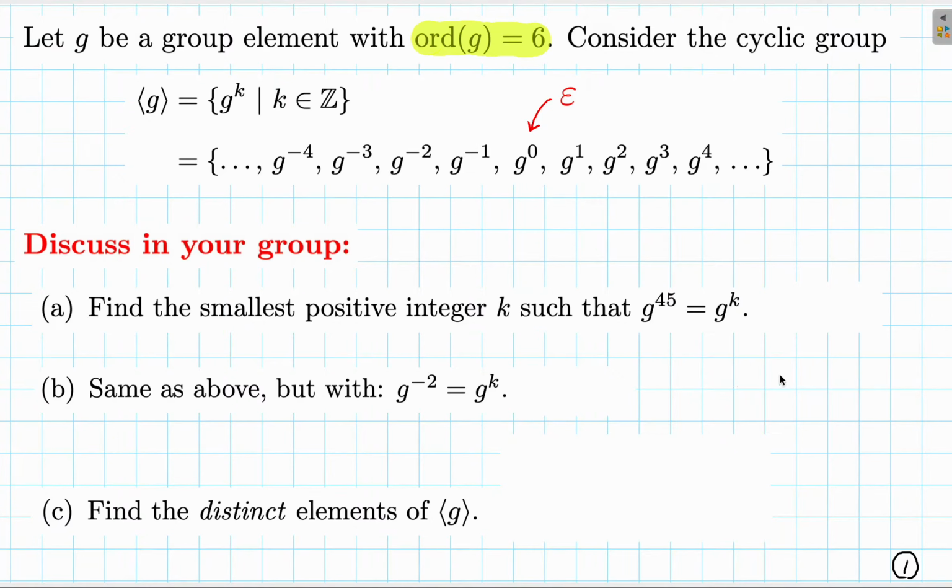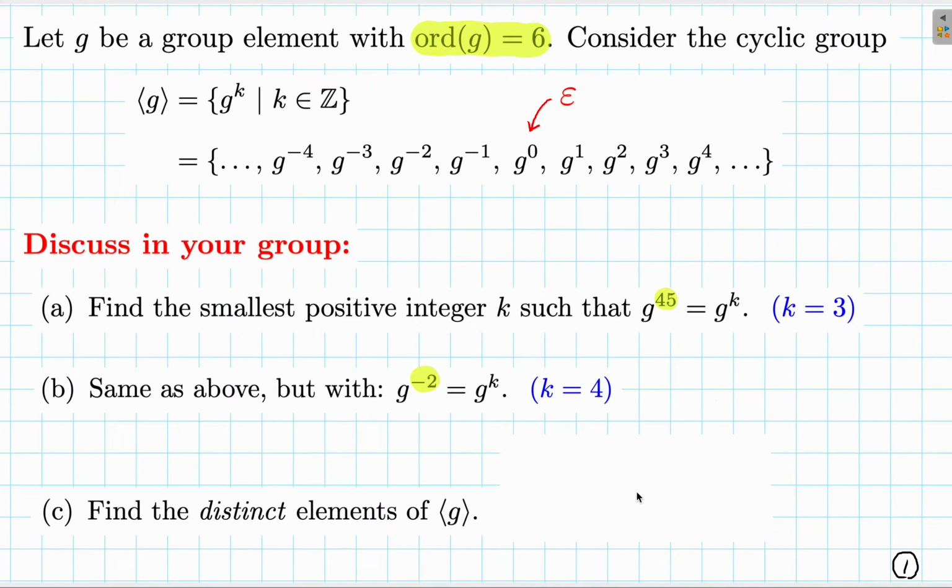All right, well, part A, k equals 3, because G to the 6th is equal to the identity element. So we can treat this exponent here mod 6. And same for G to the minus 2. If we treat that mod 6, then we get k equals 4.